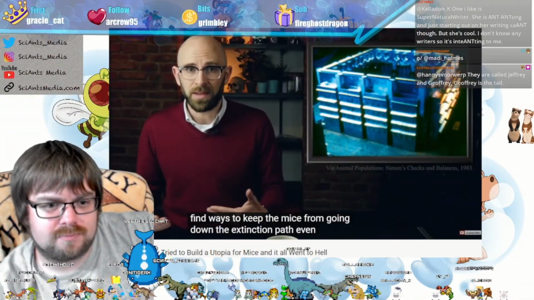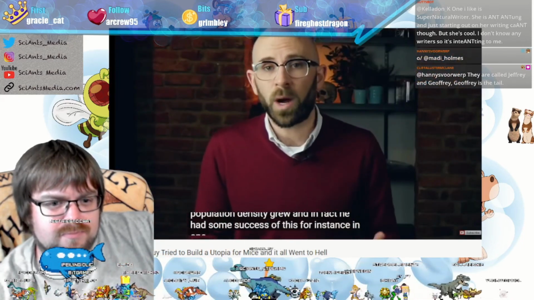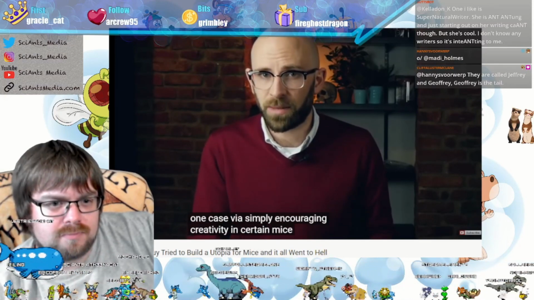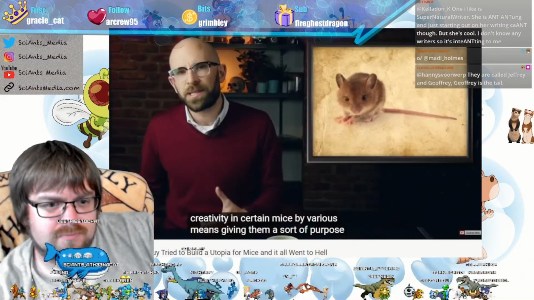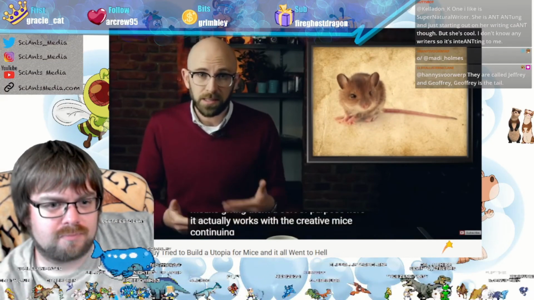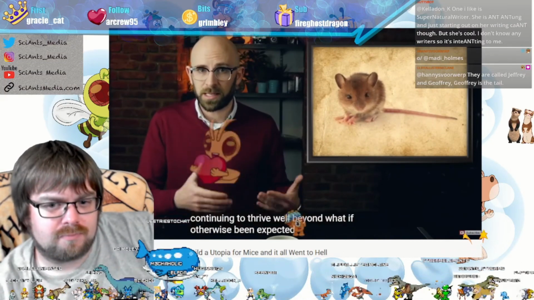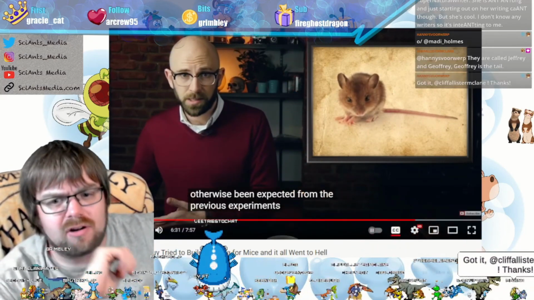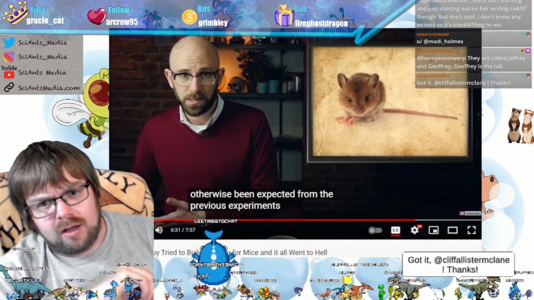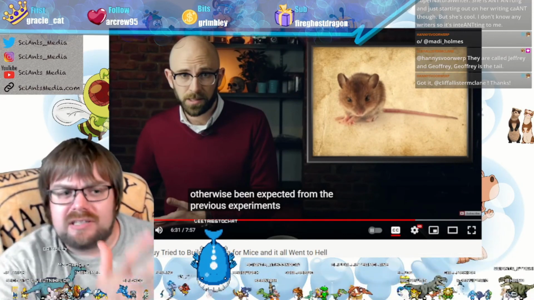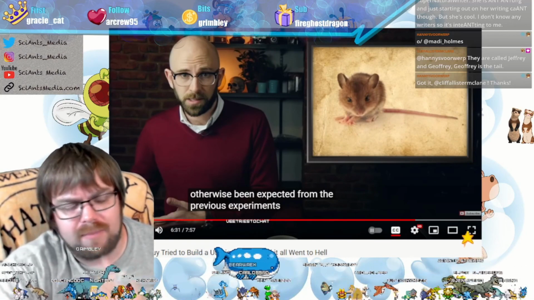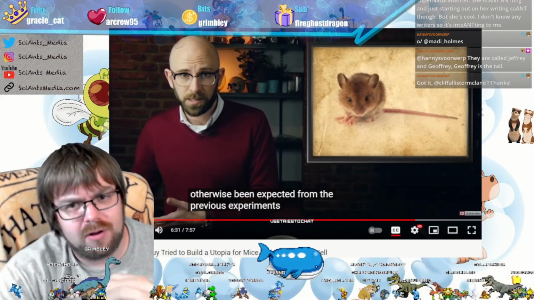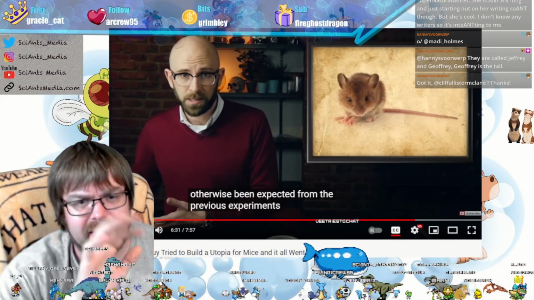He tried to find ways to keep the mice from going down the extinction path, even as the population density grew. And, in fact, he had some success at this. For instance, in one case, by simply encouraging creativity in certain mice by various means, giving them a sort of purpose, it actually worked, with the creative mice continuing to thrive well beyond what would have otherwise been expected from the previous experiments. So creativity is now a standard part of the housing care for the mice. There needs to be some level of enrichment activity to stimulate their brains, and one of those is beads hanging from the ceiling, and they just interact with the beads.